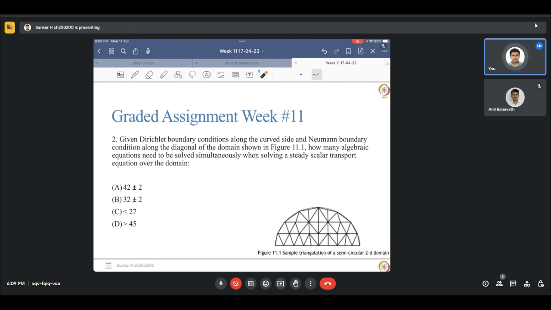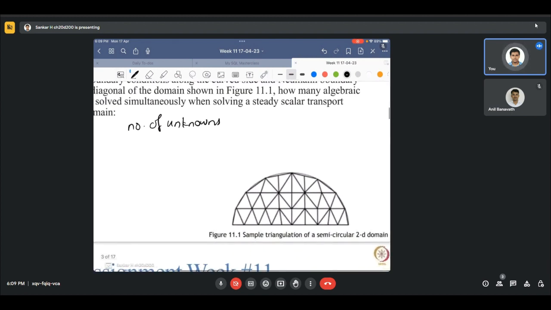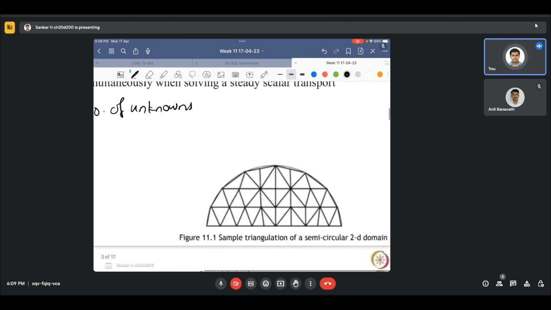To find the number of algebraic equations that need to be solved simultaneously, we can find the number of unknowns. We can find the number of unknowns by finding the number of cells that are required to be solved, and each cell will be of this shape. By counting the number of cells, we get the number of unknowns, and thereby how many equations we need to solve to get the solution. So let's start by counting the cells.